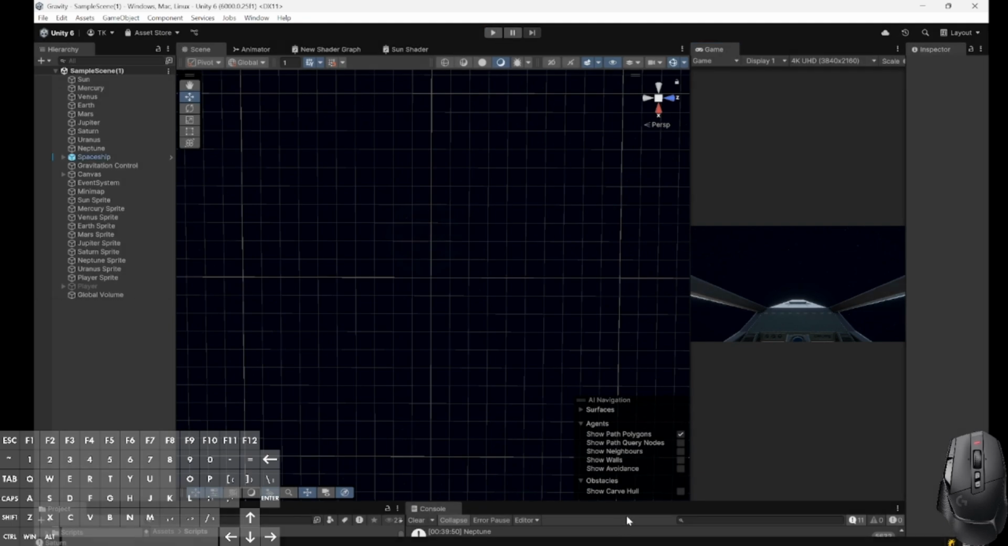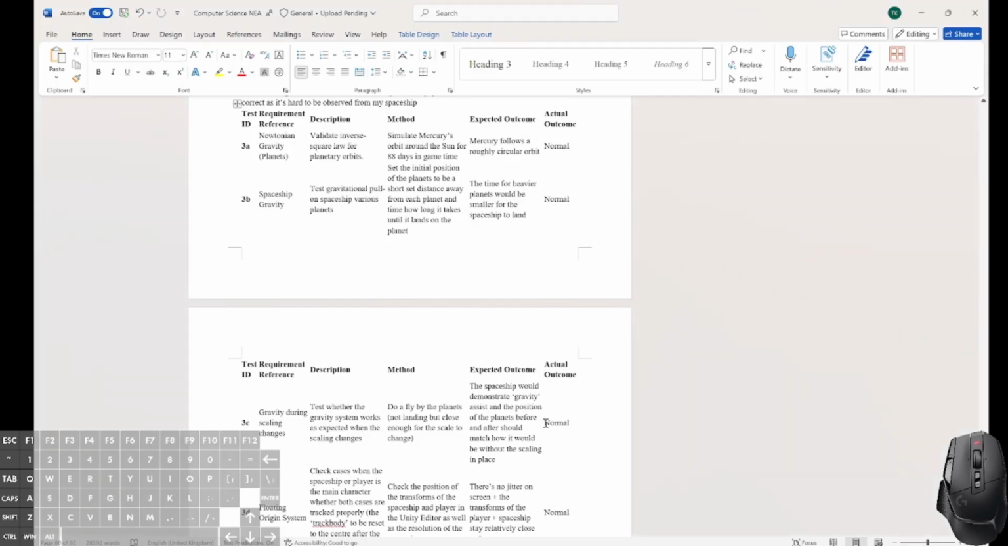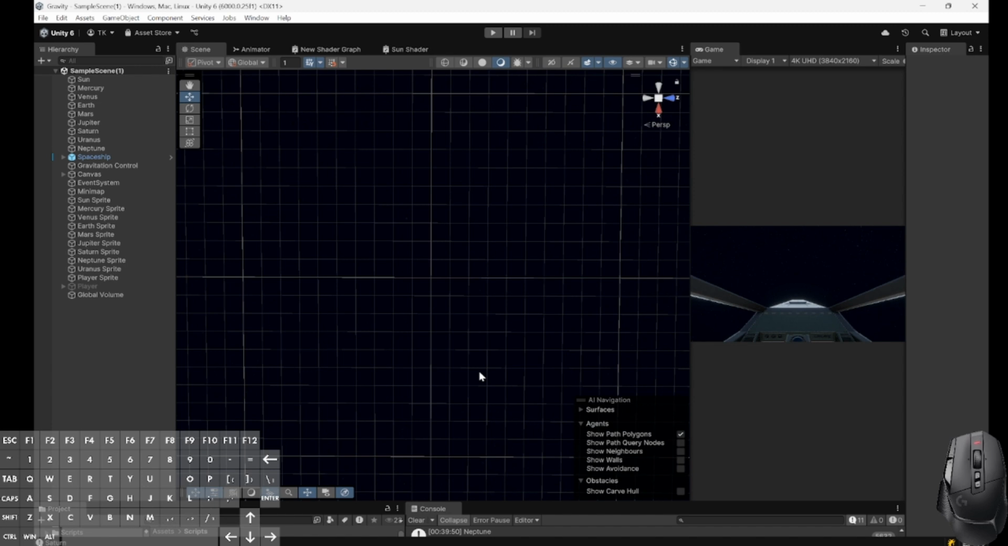So here, you just saw Mercury complete one orbit, and it's roughly circular. So I'll consider that a successful objective. We've also tested the time control and also a bit of the floating origin system. You'll see more clearly in the next test.